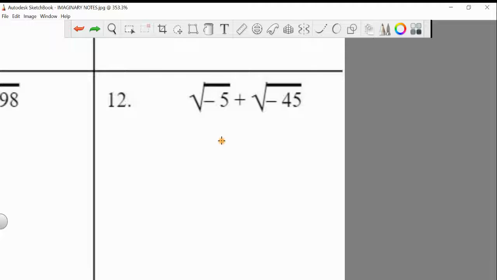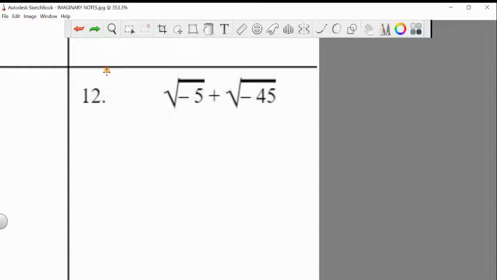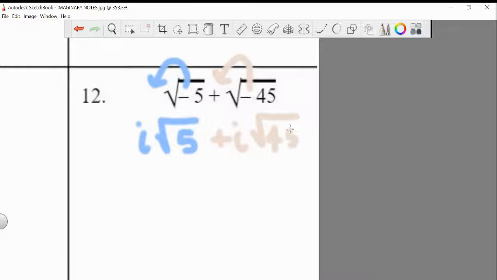Number 12 is a little funky. Looking at number 12, we have addition here. And remember, when it comes to addition, we can only add square roots if they have the exact same number on the inside of the square root. So, handling this is impossible, but we can pop the negative out front and we'll have i square root 5. Handling this one, this is impossible. We can pop it out front and we'll have i square root 45. Sorry, that's a little hard to see. I'll write it with this pink color.